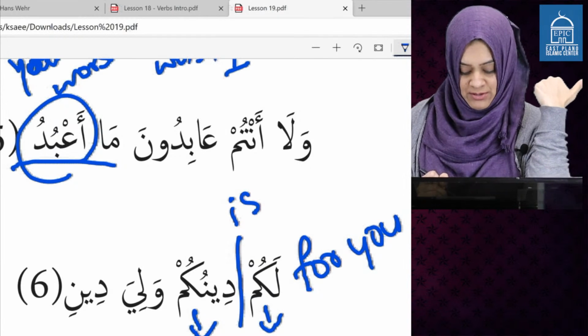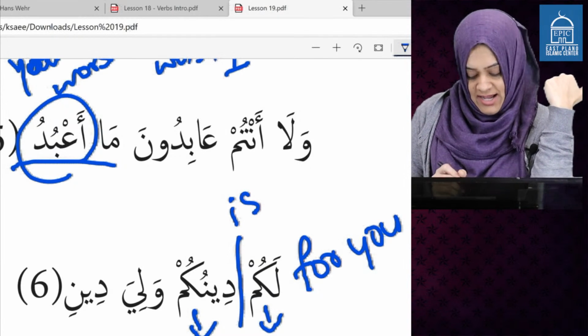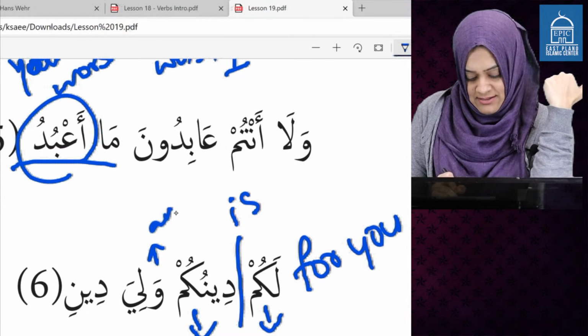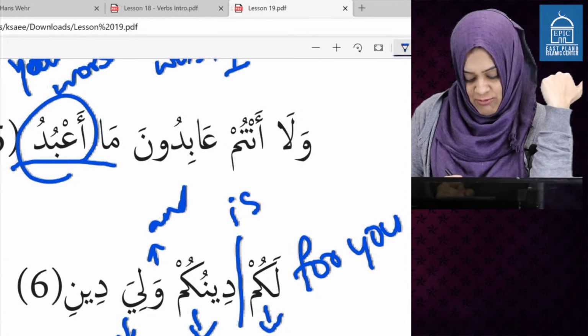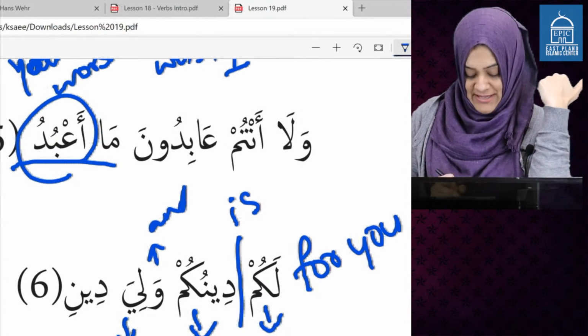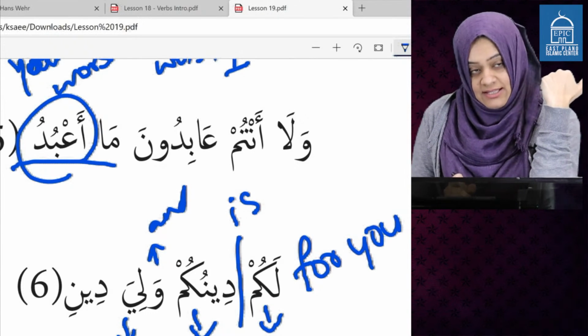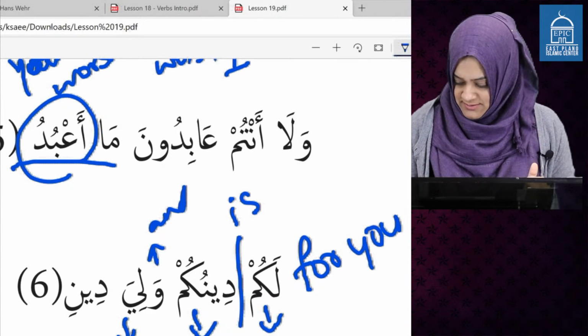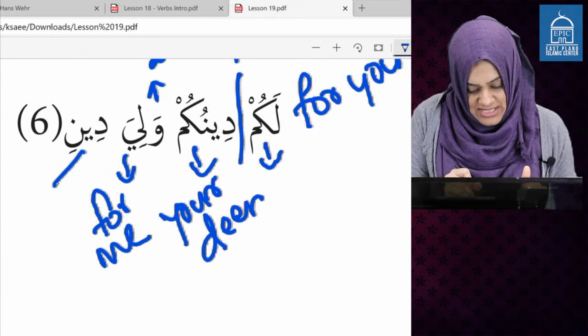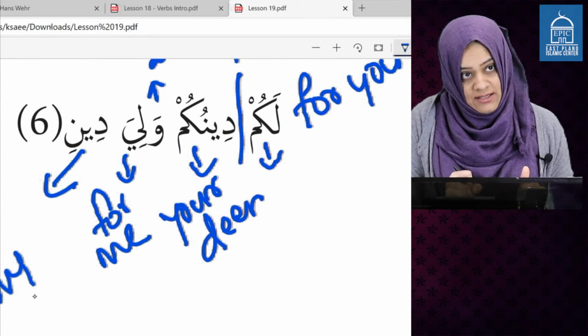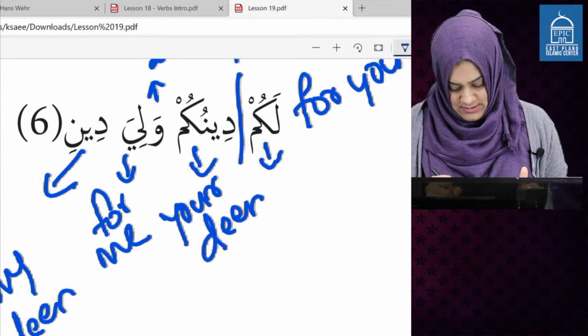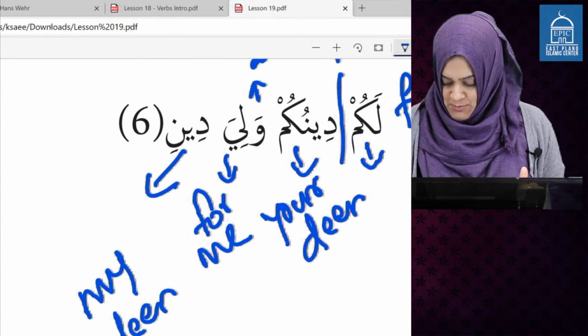Remember when we wrapped up the lesson on nouns? Waliya, and liya is what? Li is for, ya is what? Me, for me. Deeni, okay? See how I'm going to translate it. It is my deen.